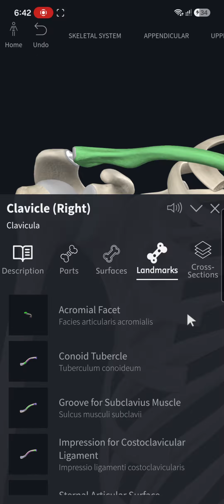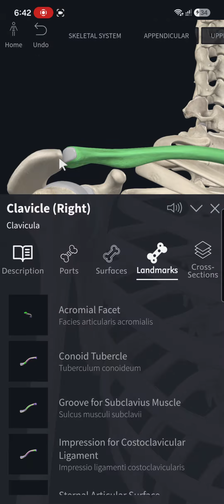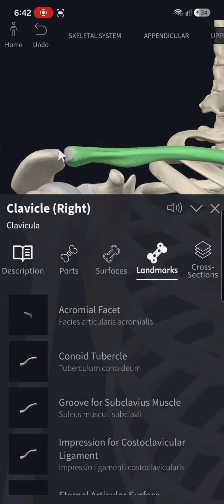concerning the shoulder joint. So first is the acromial facet, and this is the part of the clavicle that attaches to the scapula through its acromion process to make the acromioclavicular joint. Joining them is the acromioclavicular ligament.